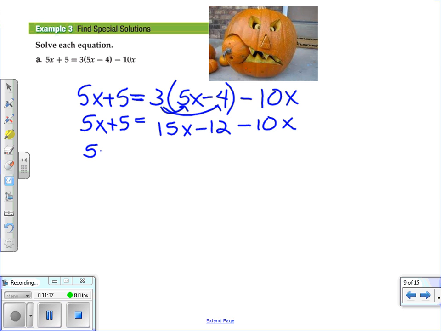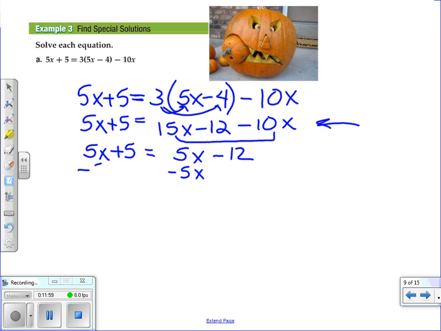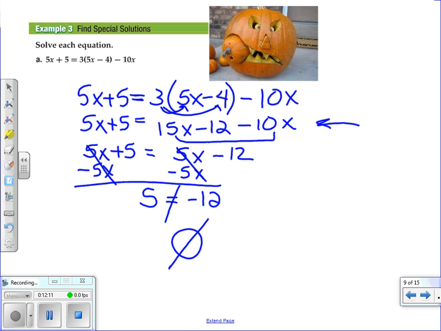My next step, I'm going to group all my like terms on this side of the equation. So I have 15x and negative 10x. 15 plus a negative 10 is 5x. And what do we have left? And minus 12. Now, if I subtract 5x from both sides, those two cancel out on both sides. I have a statement that says 5 equals negative 12. Is that ever possible? Never. So that is no solution.